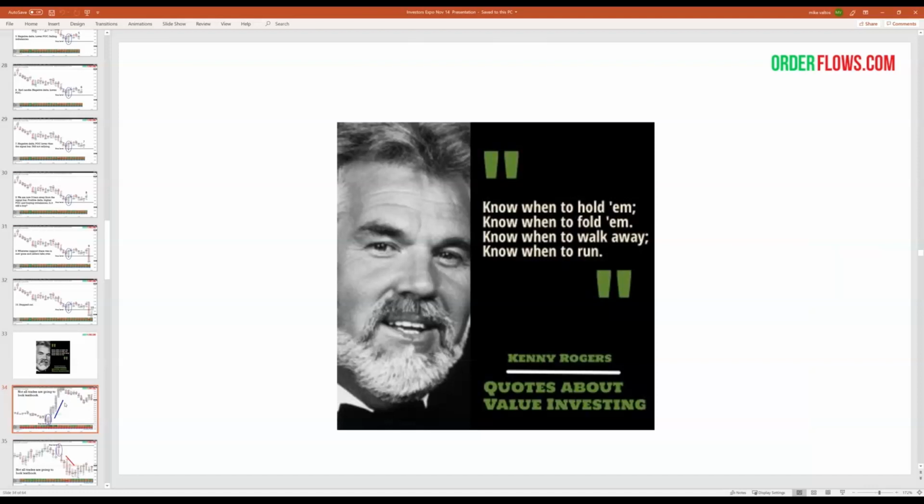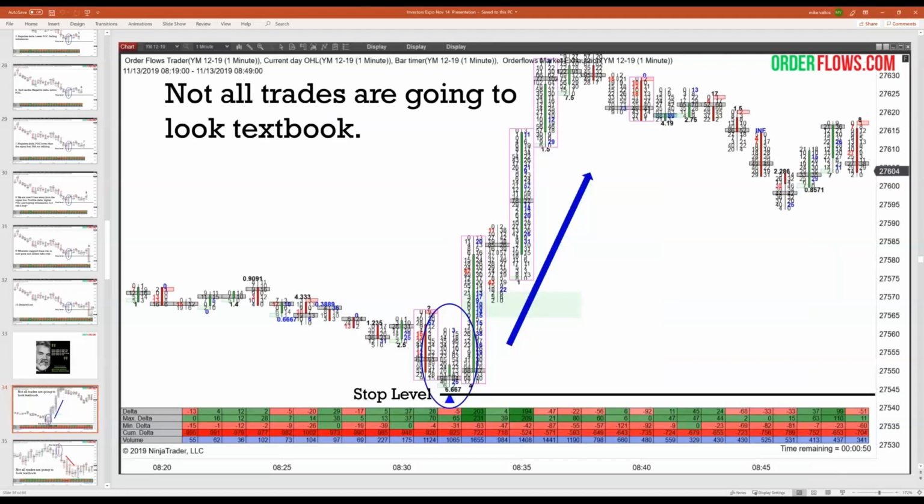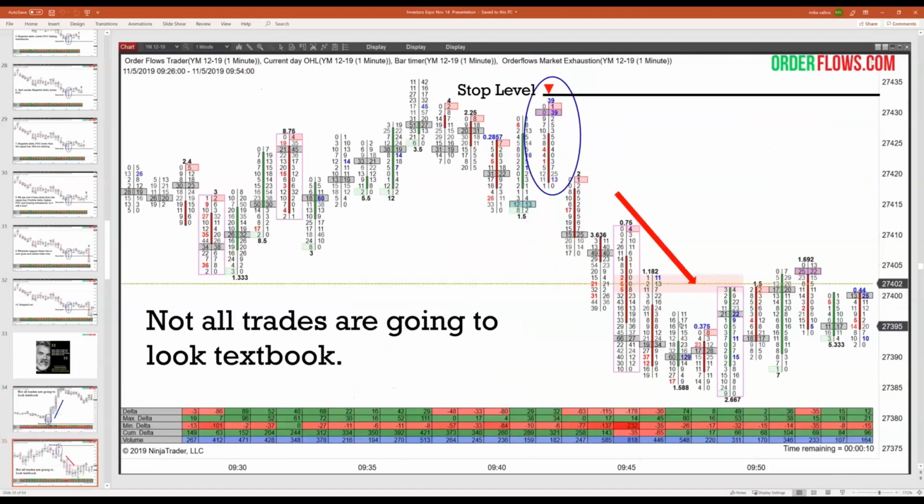We all love the trades that are textbook examples. You get your buy signal, and then the market just, boom, makes the moonshot, goes straight up right after you buy it. Or right after you sell it, boom, the market just sells off immediately and hits your profit target within the next 1 or 2 bars. Those are the great trades, but not all trades are going to be like that.